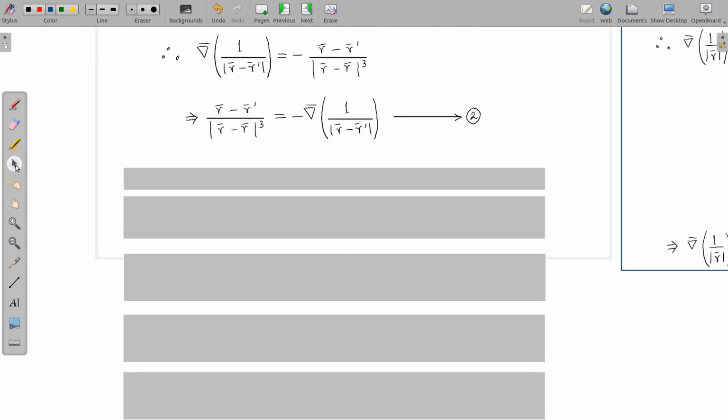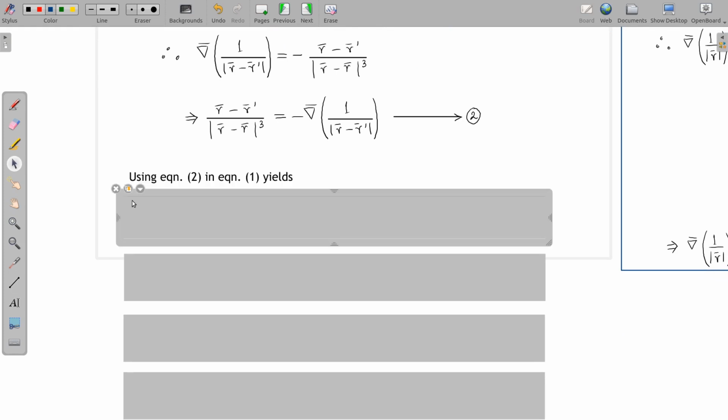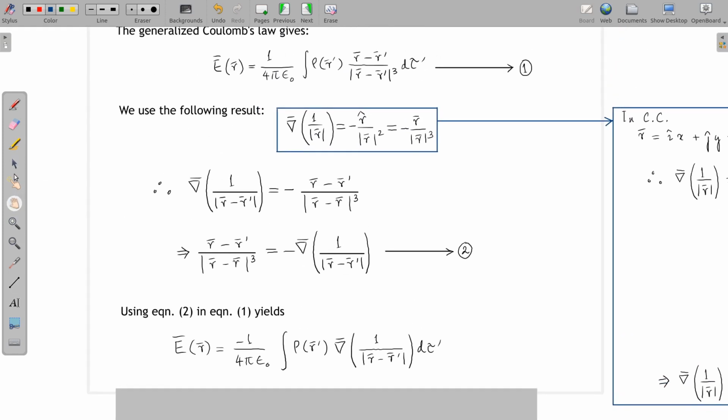Now all you need to do is use equation number 2 in equation number 1. When you use equation number 2 in equation number 1, like I had mentioned some time ago, this will get replaced with gradient of 1 by modulus r minus r prime.